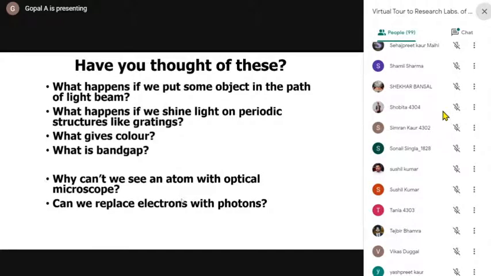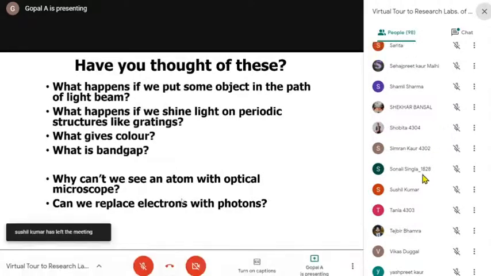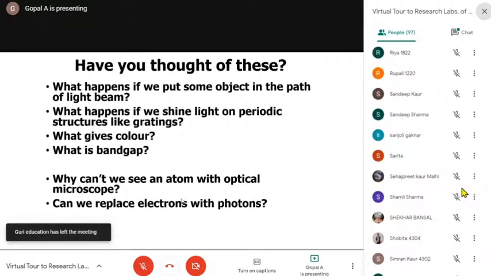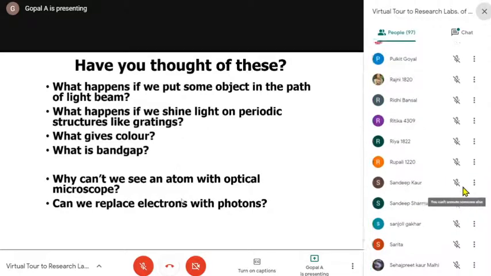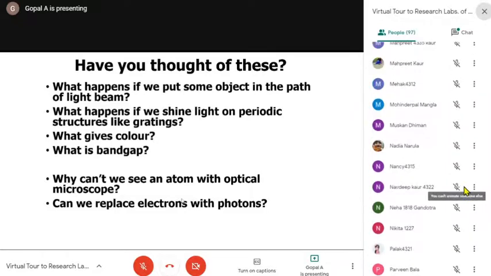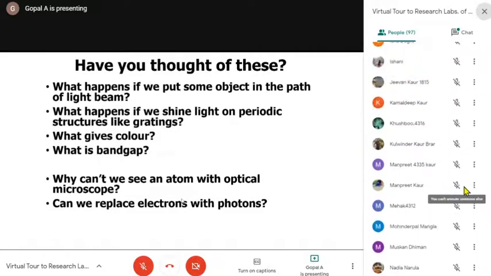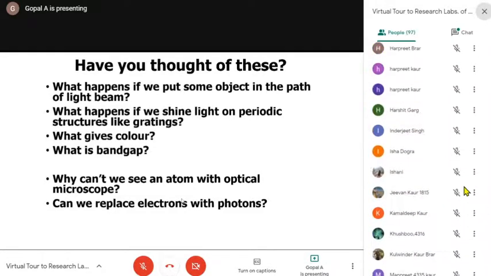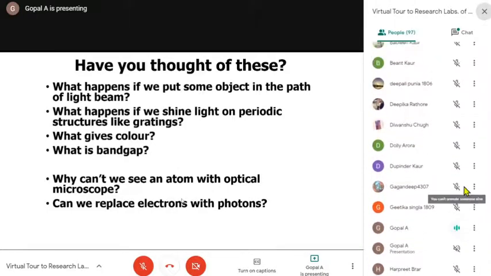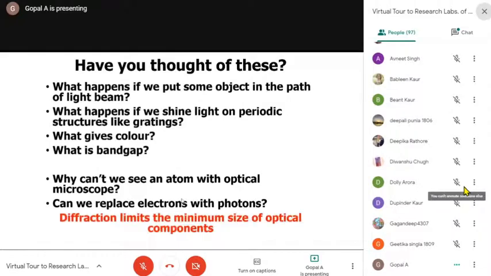Okay? So if you have a pure photonic structure based on light, you're always limited by the diffraction limit. The diffraction limit says that for the light to interact with an object, for scattering and other things to happen, you need to have the size of the particle to be about lambda by 2 or larger. So that limits the size of our optical devices.